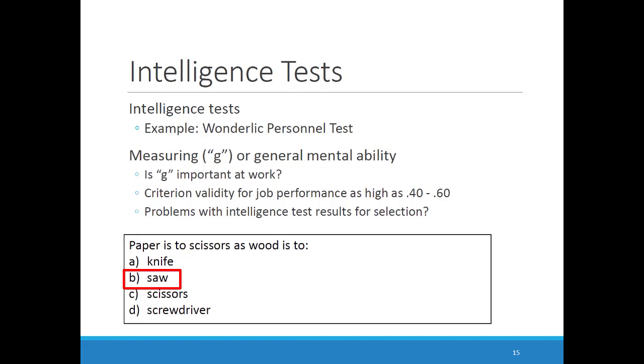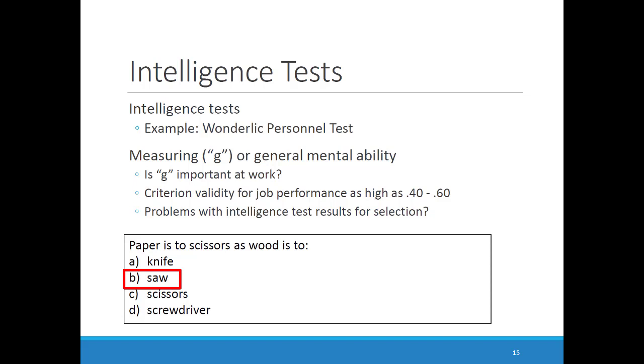The authors who came up with the concept of G, or who researched the concept of G, basically said that you can measure all different types of intelligence. And the way that someone scores on any one type of intelligence is correlated with an overall general mental ability. And so they say that you can assess this overall general mental ability, and they also related it to work performance. So what do you think?